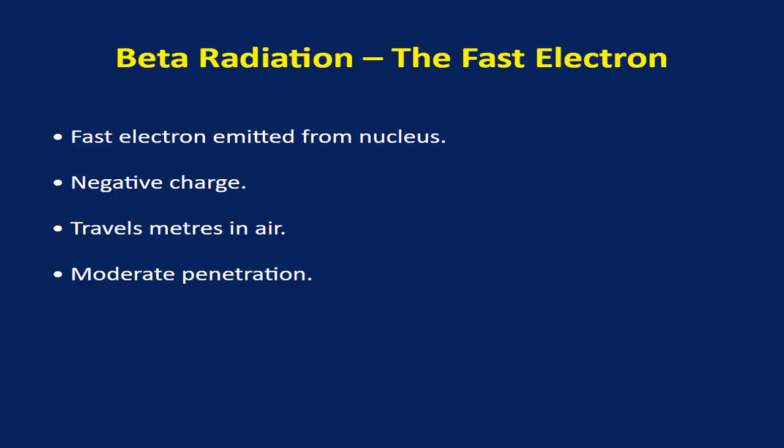Beta radiation, the fast electron. Next is beta radiation. This is a light, fast moving particle. A beta particle is actually an electron that is ejected from the nucleus when a neutron transforms into a proton. It has a negative charge. Because it is much smaller than an alpha particle, it can travel further, up to a few meters in the air, and can penetrate slightly into your skin.